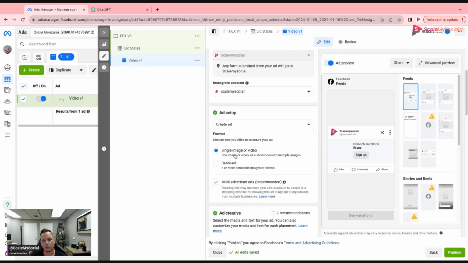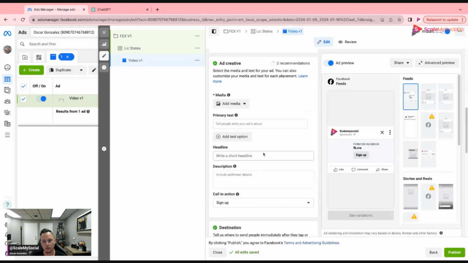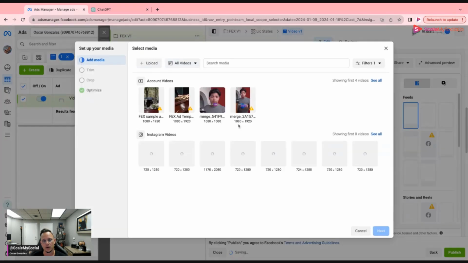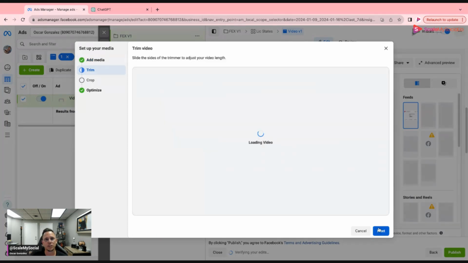Okay, now we continue. For right now, we're going to use a single image or video, and we have a couple of things that we need to do here. So this is the ad creative section right here. You see all this? Number one, we have our media. So here's where you're going to say, okay, I want to add my video, and I have the video already in here. So I'm going to go ahead and just hit next, and you would just upload it.